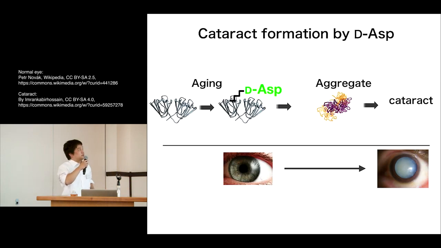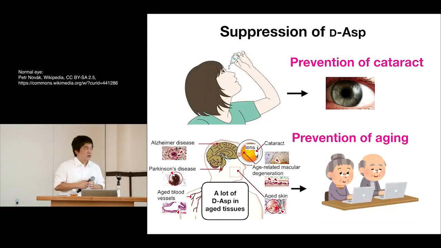The model of the cataract. The normal protein has only the L amino acid. With aging, the site-specific aspartate is changing to the D. They start to aggregate to induce finally cataract formation. So if we can suppress the chemical modification from L-aspartate to the D-aspartate, we can prevent the cataract formation.